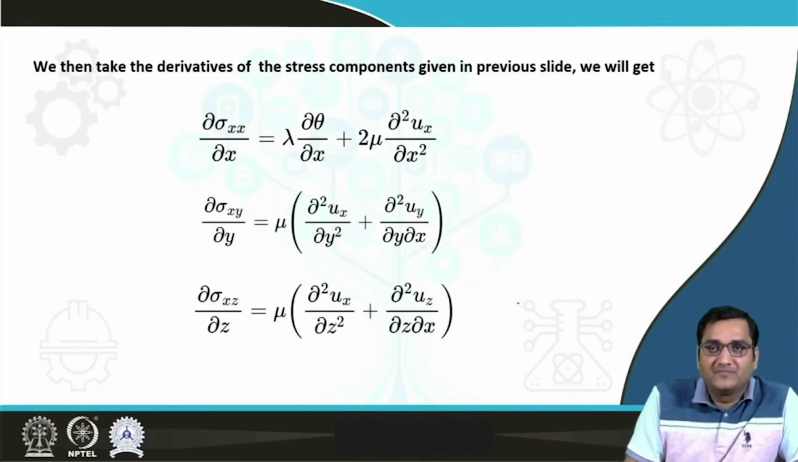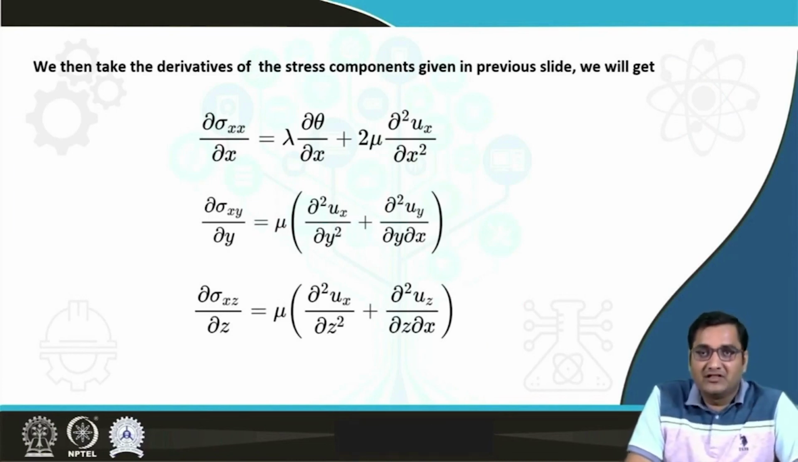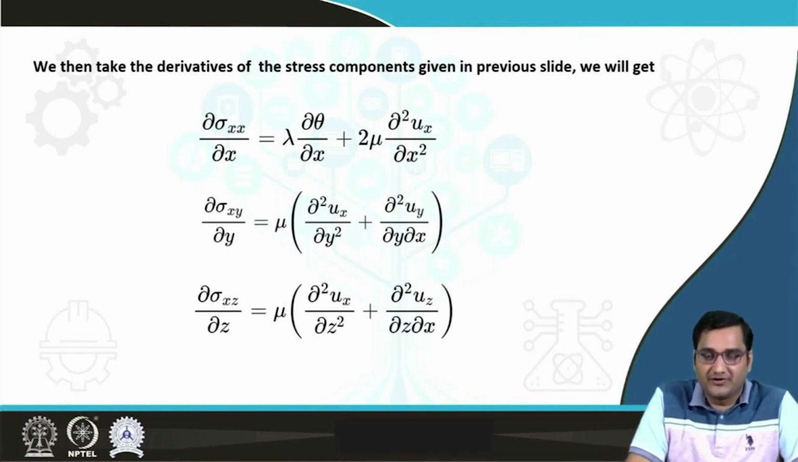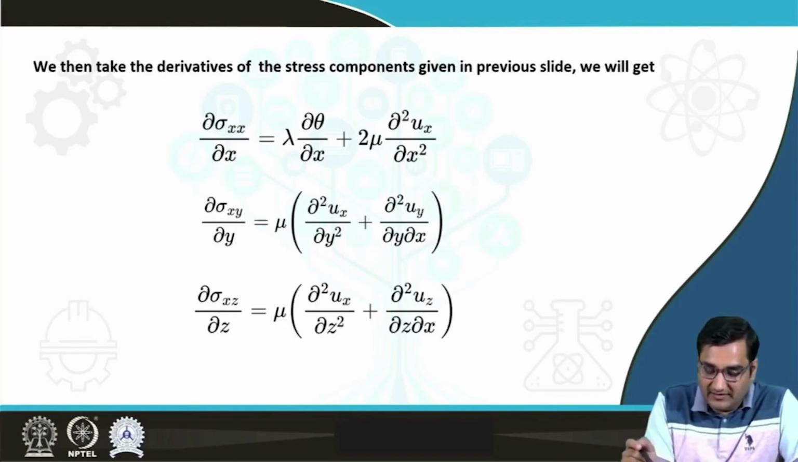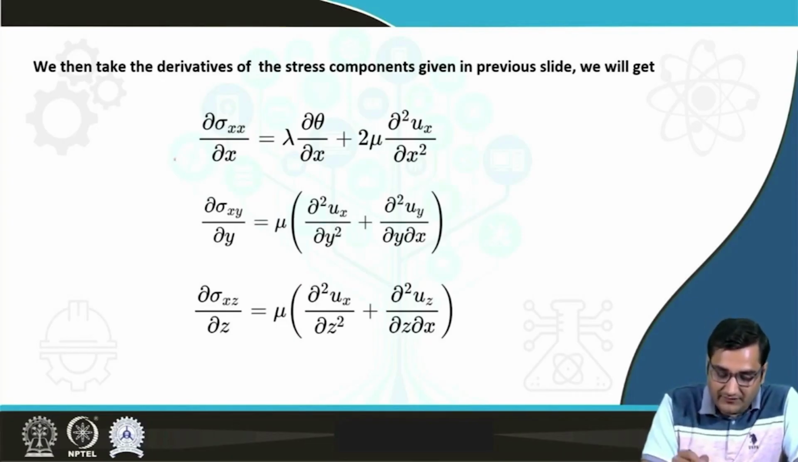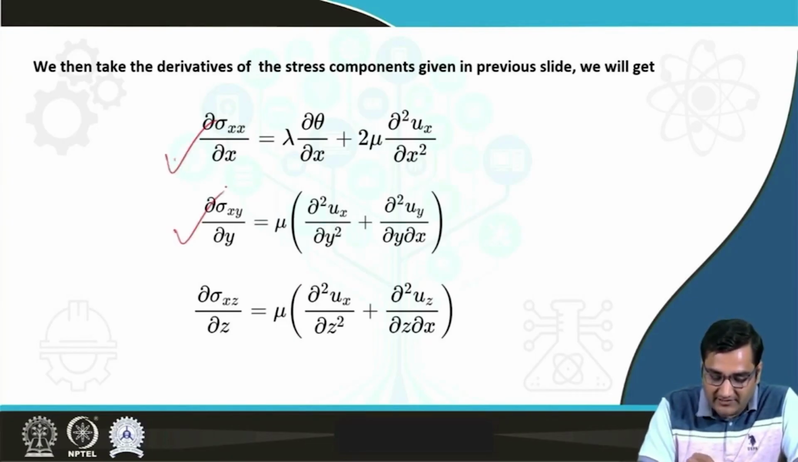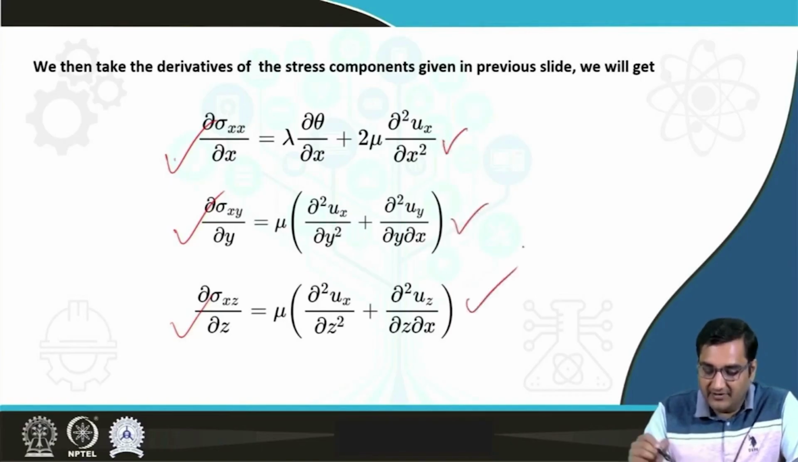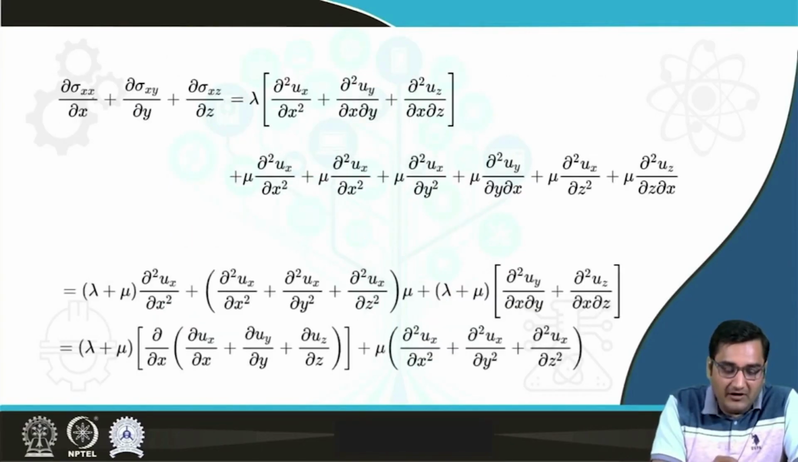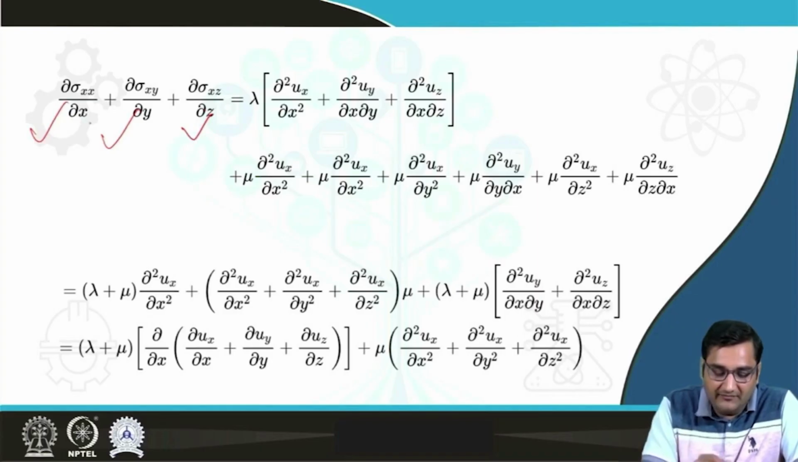Now since we are talking about the spatial derivative of the stress tensor, you can take the spatial derivative of sigma xx, sigma xy and sigma xz. When you take that, it may become something like this. Now when you sum all the spatial derivatives of the stress tensor in the x direction, it may look something like this, and when you sum them up, on the right hand side you will get something like this.